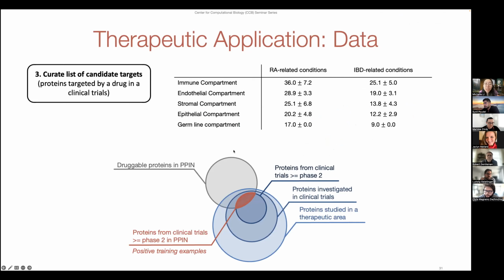We construct positive examples by selecting proteins that are targeted by compounds that have completed at least one clinical trial of phase 2 or higher, treating the therapeutic area of interest. And what this means is that these proteins are deemed safe and somewhat efficacious for humans with the disease. And of course, we need negative examples. And we construct those examples by selecting proteins that have not been studied for the therapeutic area, but yet have been targeted by at least one existing drug or compound.